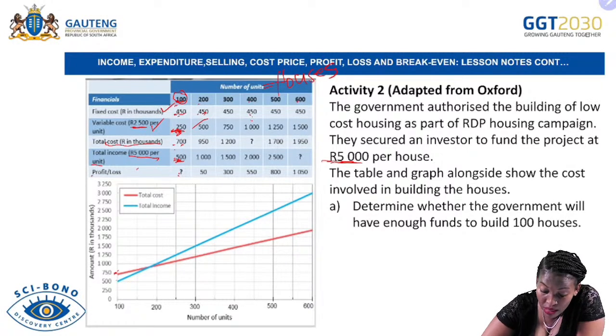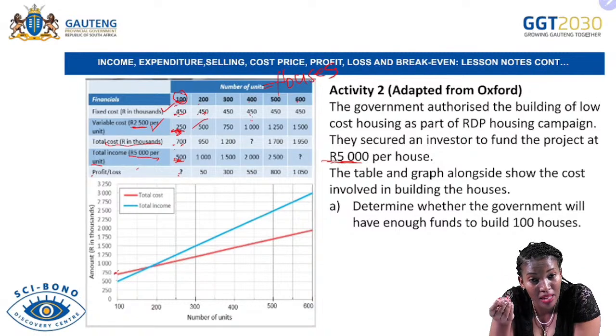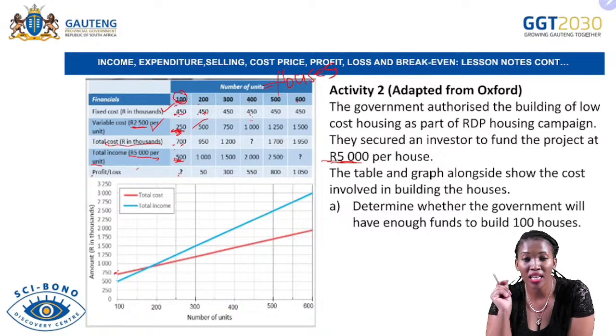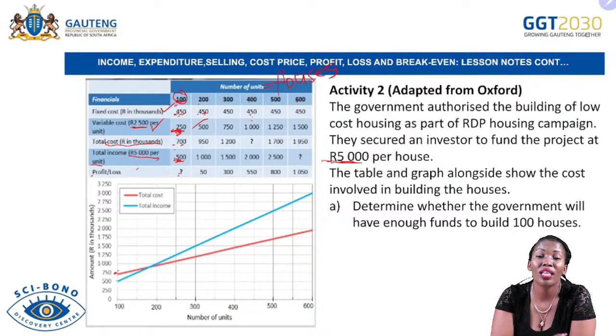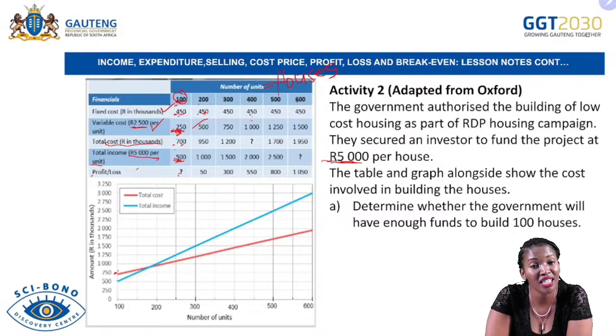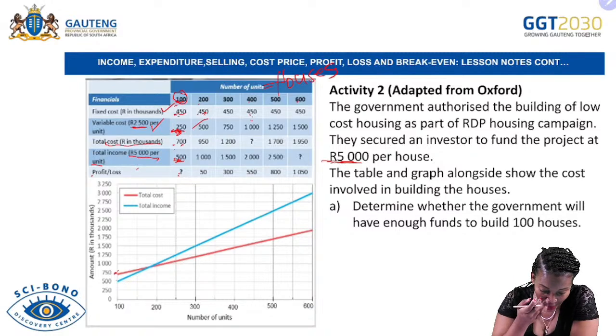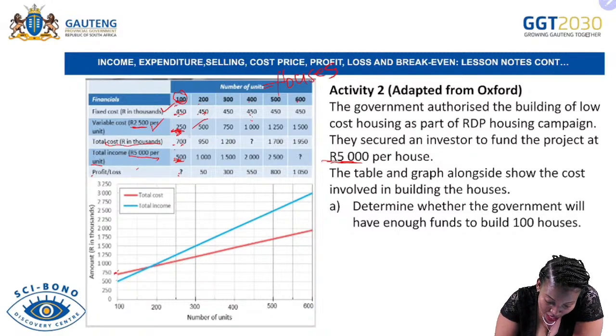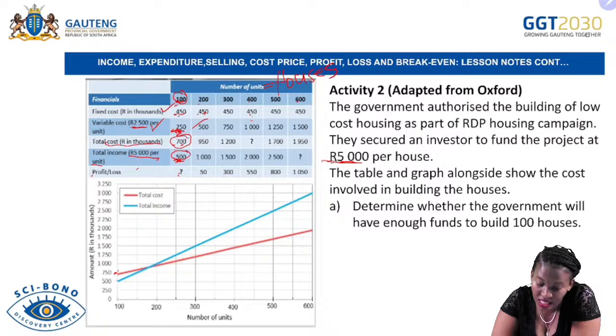How do we know if a business is making a profit or loss? When the income is more than the expenses, then this business will be making a profit. But when the income is less than the expenses, then that particular business will be making a loss. Let us look at our items here. The total cost in this case is 700,000. The total income is 500,000.